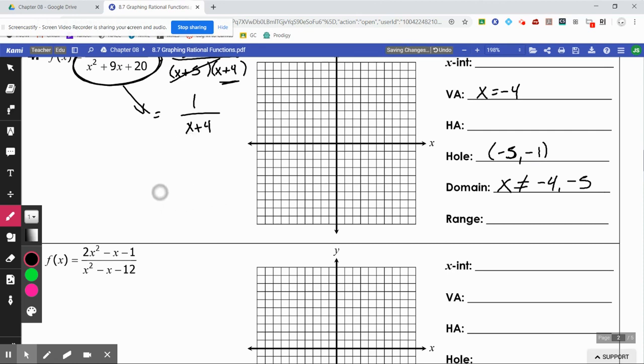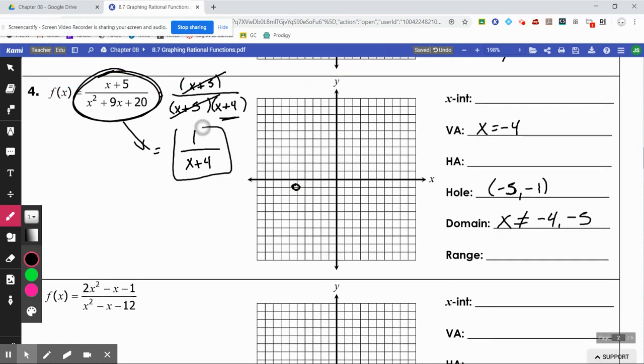So let's go ahead and put a hole at negative 5, negative 1. Okay, so from here on out, again, here's what we're going to use to graph, because their graphs will be identical now that we have identified where that hole is going to be.